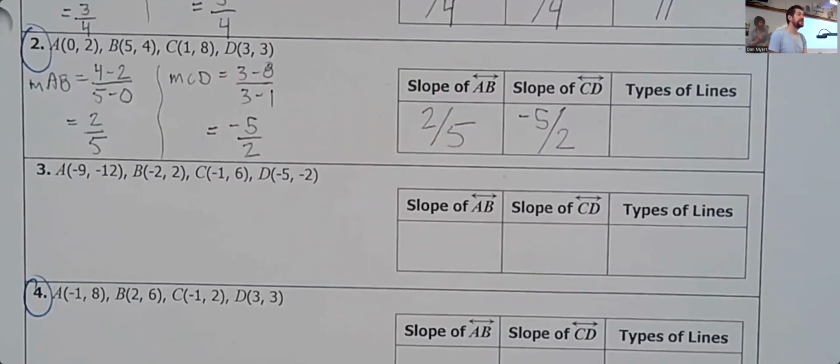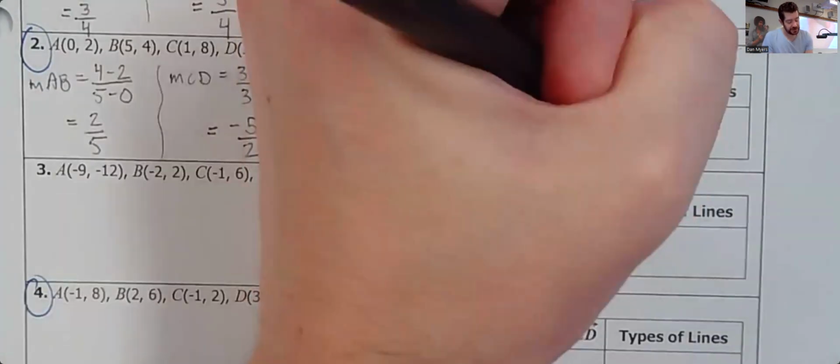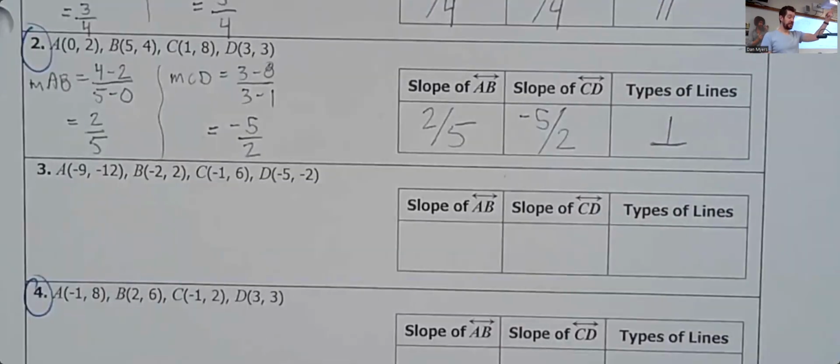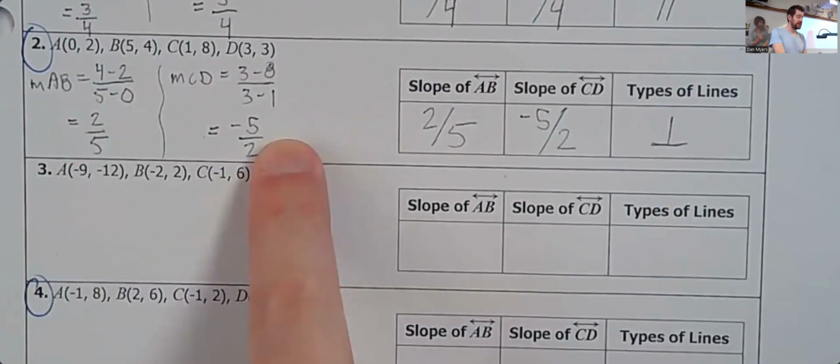What types of lines are these? Yeah, it's perpendicular. Good. And the reason is because we have a positive and a negative, and if you flip the fractions over, you get from one to the other. So 2 over 5, 5 over 2, positive, negative.